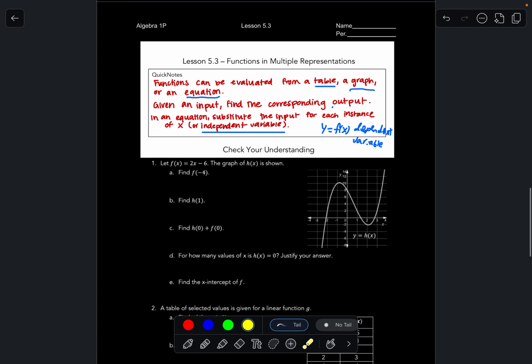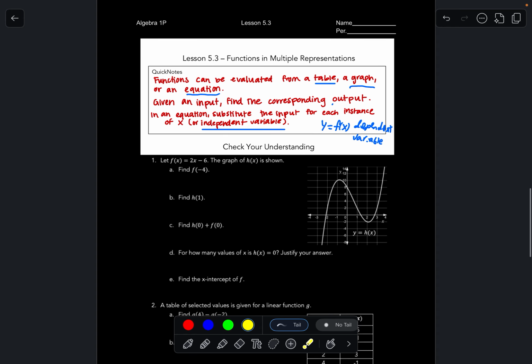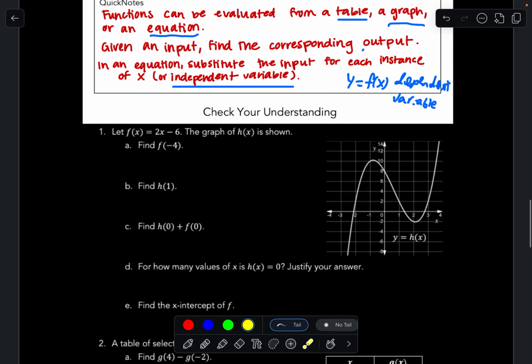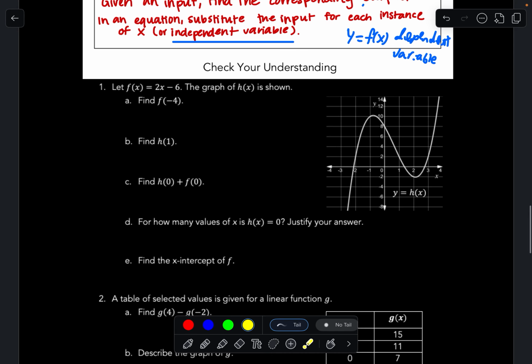This is the Check Your Understanding for lesson 5.3, and this is basically the problems to make sure you understand what you're doing, so I'll just quickly go over the answers and walk you through it.